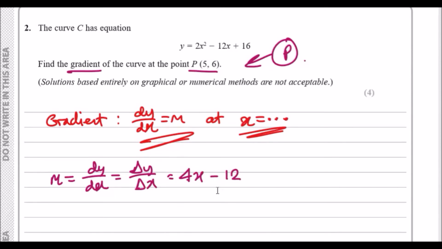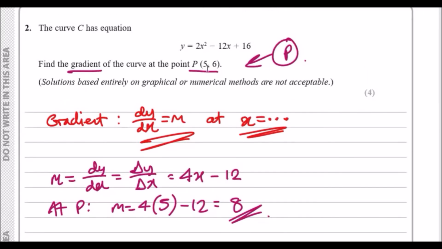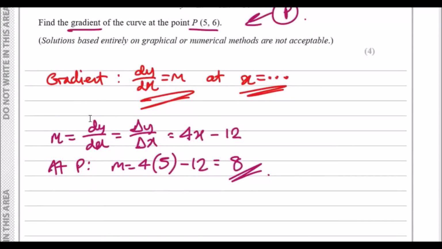And that's it. Now all you do is realize that you want to find the gradient at this point. So at point P, we know that x is 5 and y is 6. Well, you only have x to use. So we could say therefore m equals 4 times 5 minus 12. And that's it. Then you just plug in. 4 times 5 is 20, minus 12 is 8. So the gradient of the curve at this point P, when x is 5, is 8. And that's it. Easy stuff.